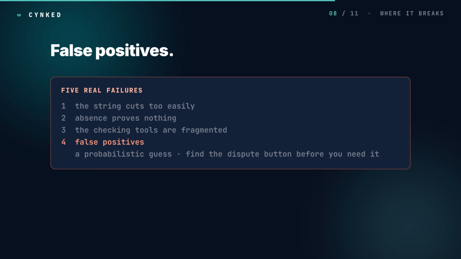4. False positives. Automated visual detection is a classifier making a probabilistic guess. It will sometimes mislabel real footage. YouTube offers a dispute path in Studio. Know where that button is before you need it.